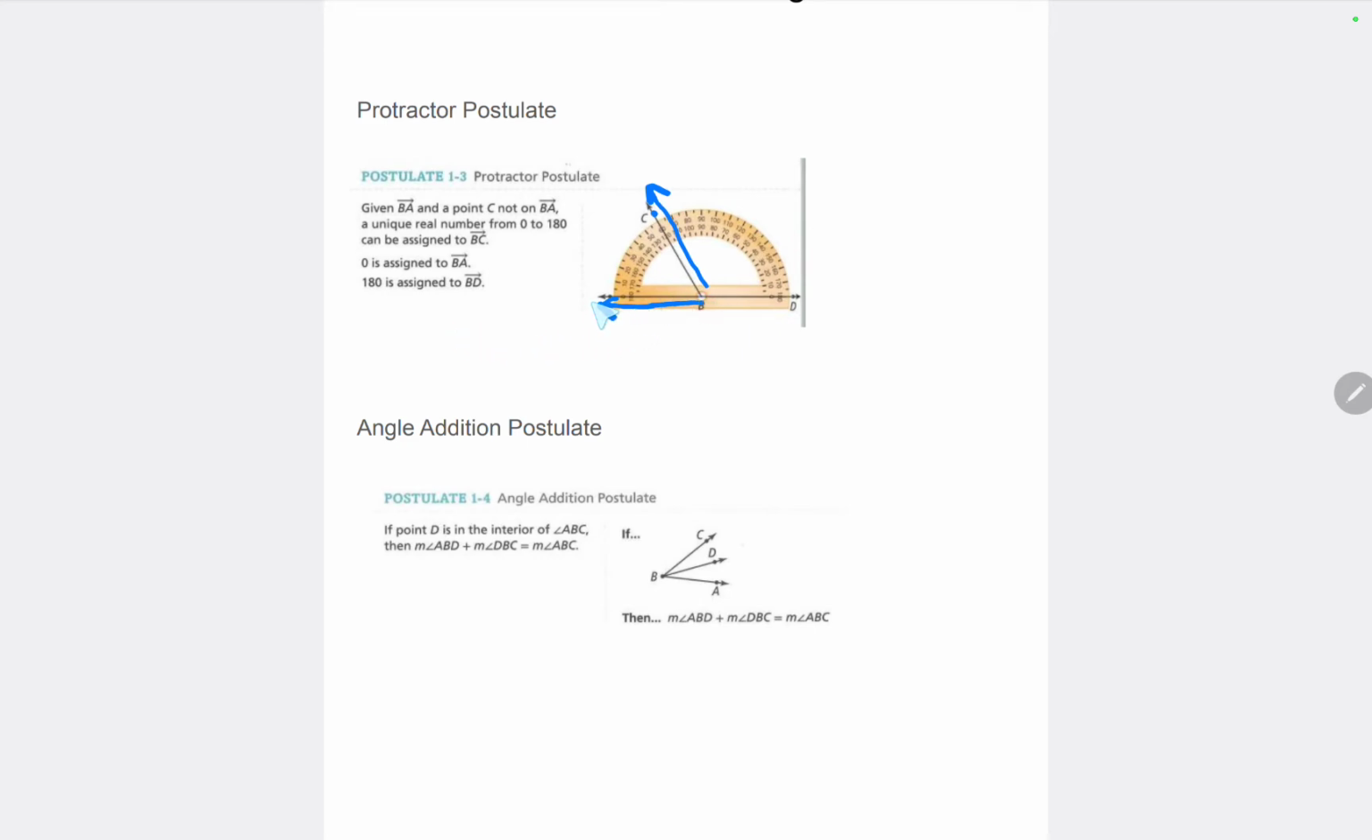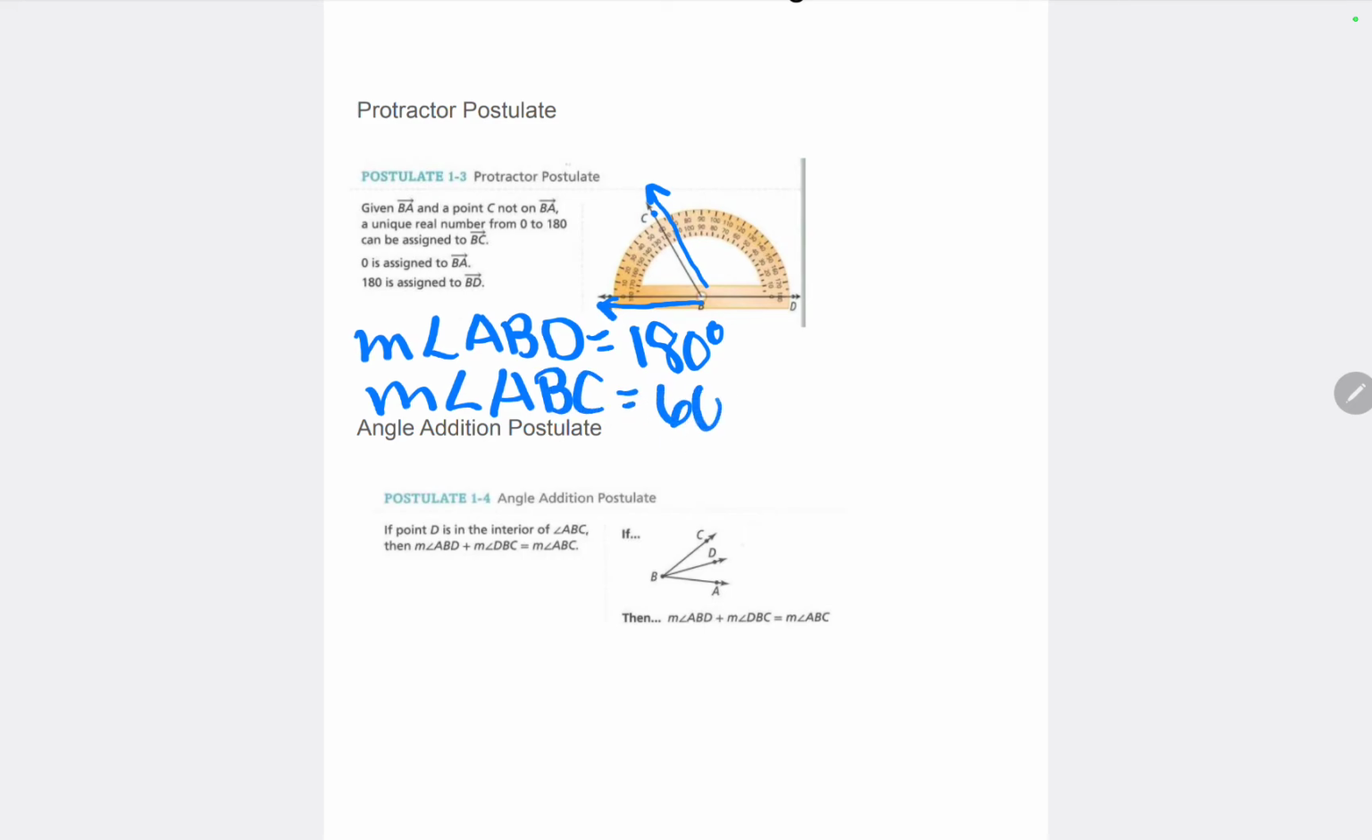Now, 0 is assigned to BA, that's the 0 angle. 180 here is assigned to BD. If I talk about the measure of angle ABD, that angle has a degree measure of 180. You can see as well that angle ABC has a degree measure of 60 degrees, and angle DBC has an angle measure of 120.